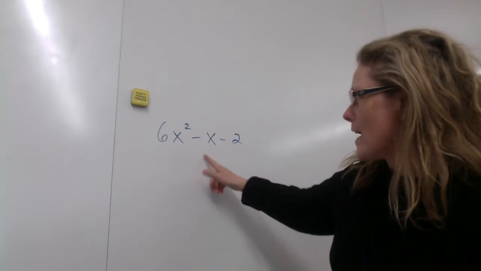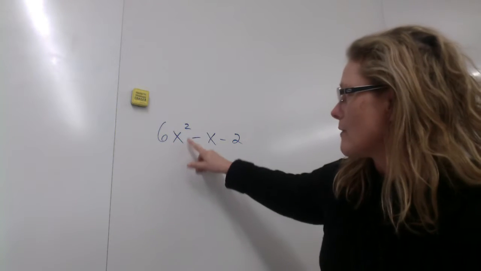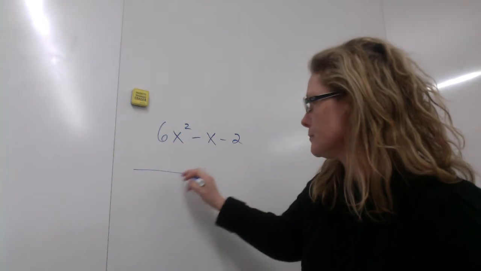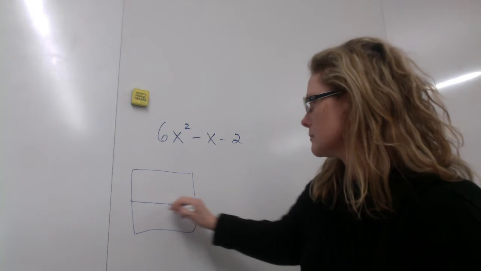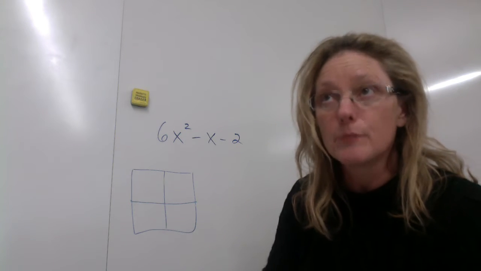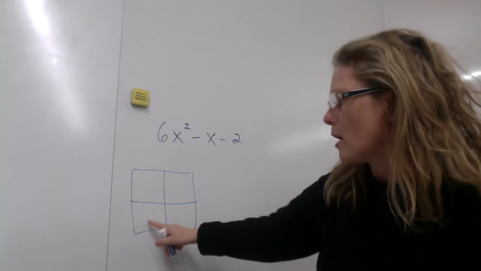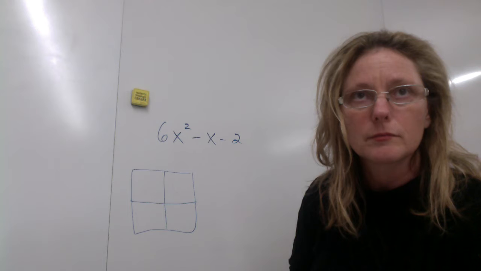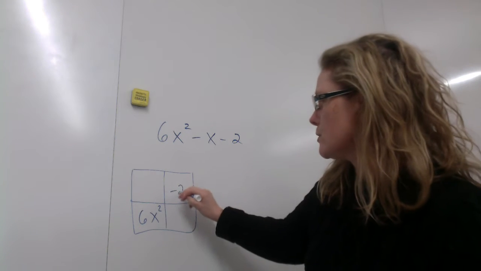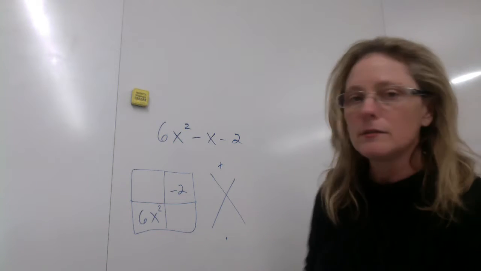All right, so we have 6x squared minus x minus 2, which is a quadratic because we have x squared. So I'm going to first go ahead and set up my area model. Megan, what are we going to put in that bottom left and that top right corner? Yes, all right. So we are going to put 6x squared, and we're going to put minus 2, and we are going to go ahead and set up our diamond.